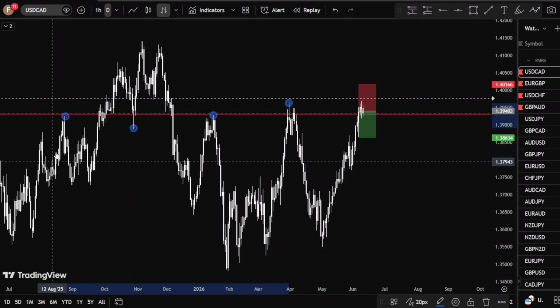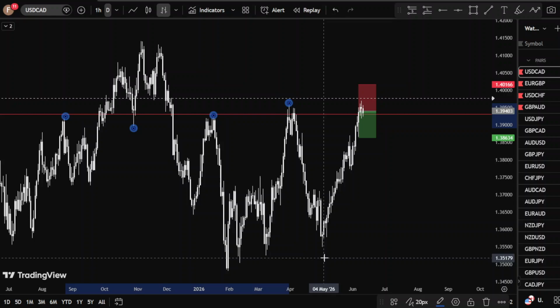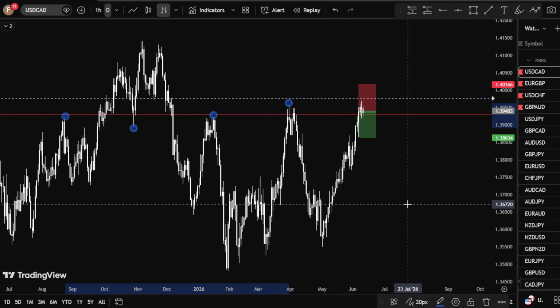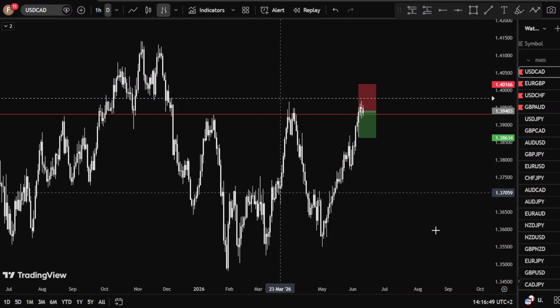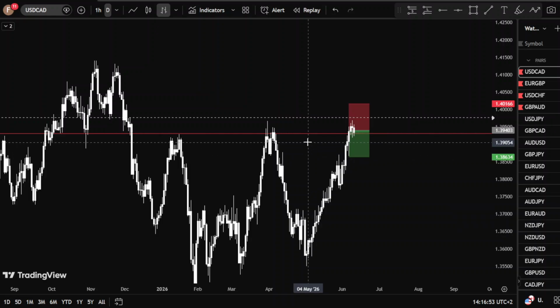Price reacted, came up, reacted at resistance. Here it reacted as support, again as resistance, and again as resistance. So the only thing I'm thinking about when I'm looking at the trade now is that I'm placing an alert like I have done here.